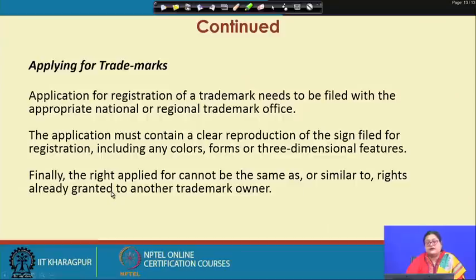Next important question is, how can we apply for a trademark? Application for registration of a trademark needs to be filed with the appropriate national or regional trademark office. The application must contain a clear reproduction of the sign filed for registration, including any colors, forms or three-dimensional features. Finally, the right applied for cannot be the same as or similar to rights already granted to another trademark owner. So, before granting a trademark, a lot of cross checks are done to see whether these are not already overlapping with a trademark that is given to another owner.